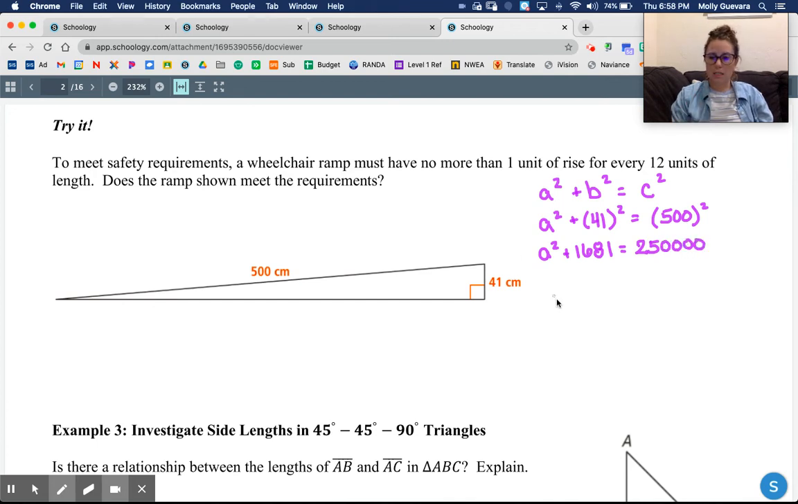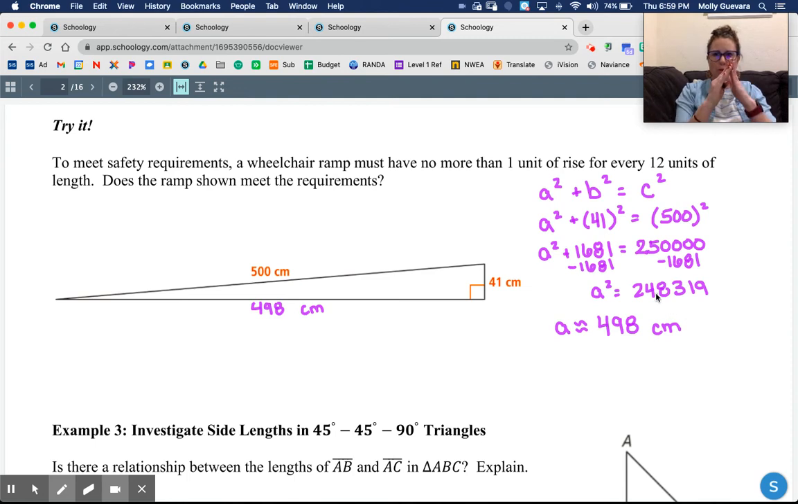I'm going to subtract 1681 from both sides, which leaves me A squared equals 248,319. And then take the square root, and let's just round to the nearest whole number just to make our lives a little bit easier. We get about 498 centimeters. So the length here is 498 centimeters.